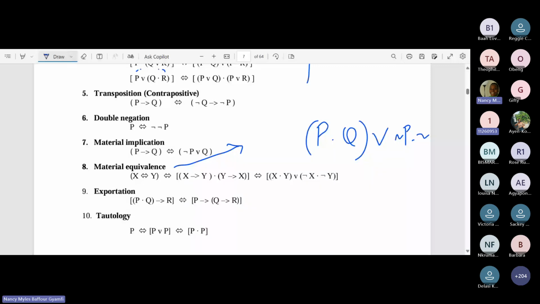They are either true together, this one, or false together. If you remember, when we were doing true, true, false, false.